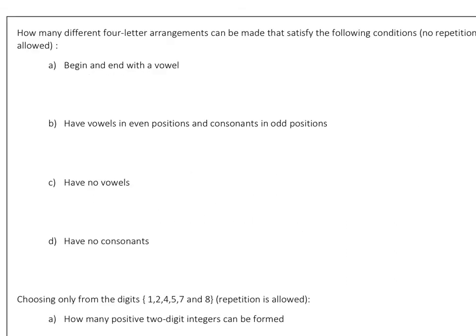So how many different 4-letter arrangements can be made that satisfy the conditions where no repetition is allowed? Okay, and it must begin and end with a vowel. So I'm doing a 4-letter arrangement, so I need 4 choices, and I have to begin and end with a vowel. So my vowels are A, E, I, O, and U. So I have 1, 2, 3, 4, 5 vowels. So I have 5 choices here, and there's no repetition allowed, so then I can only use 4 choices there.